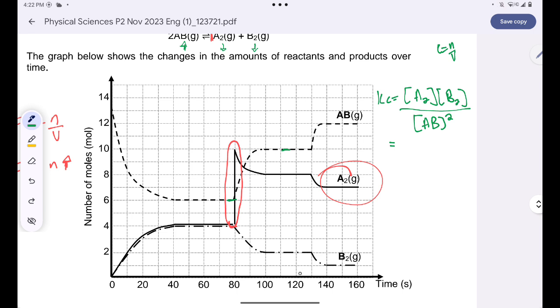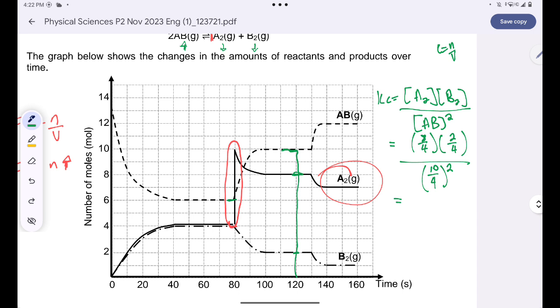So 120 degrees is here. I do have the number of moles of my reactants and of my products. For A2, I have 8 moles, divided by 4 to find my concentration, and then I have 2 divided by 4, all over 10 divided by 4, all squared. Remember that the volume is 4 cubic decimeters. So now I just need to calculate the concentration.